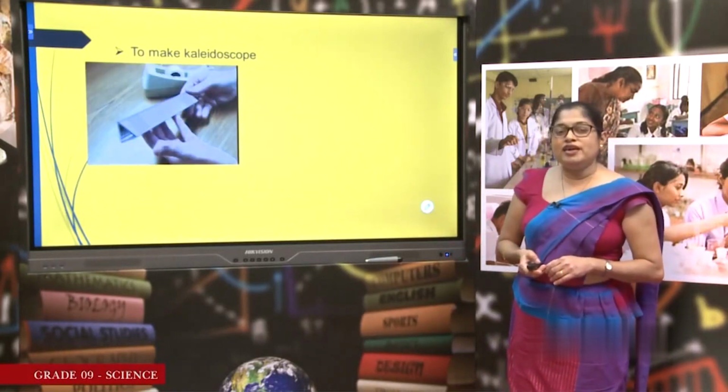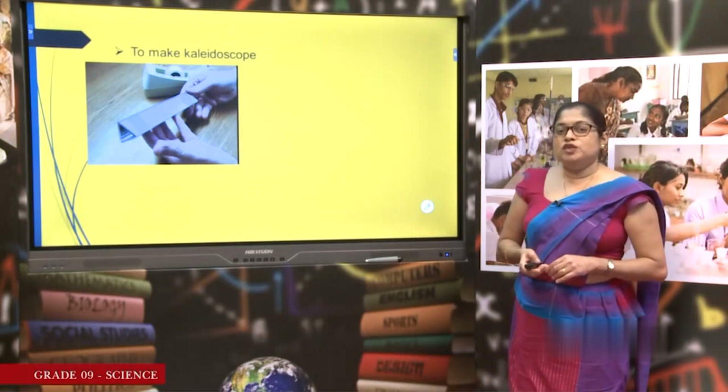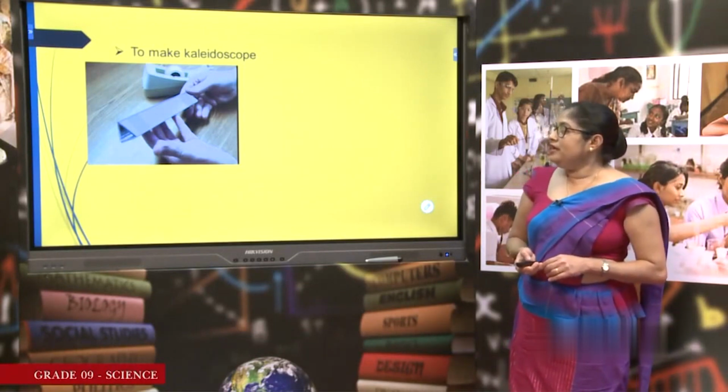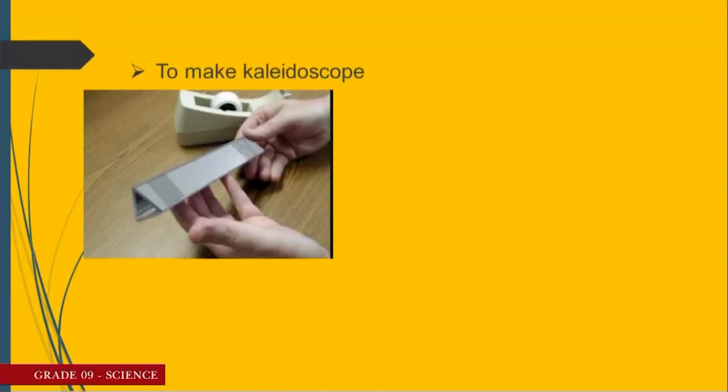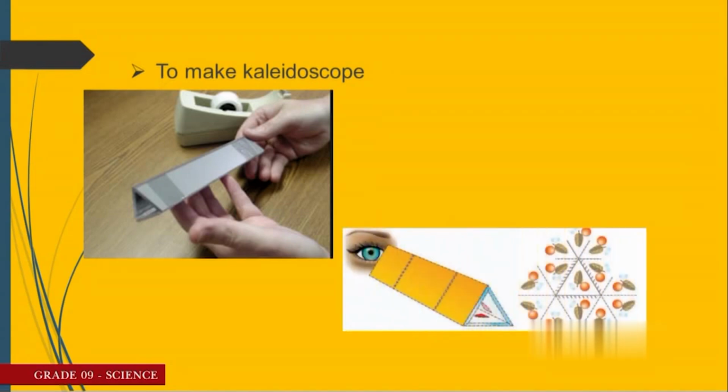Let us see how the kaleidoscope is made. To make this, we use three rectangular plane mirrors. We keep them in contact with each other at an angle of 60 degrees. We can fix it using tape and then cover the kaleidoscope using color paper or black paper, or whatever paper is available. At one end of the kaleidoscope you can put an oil paper.